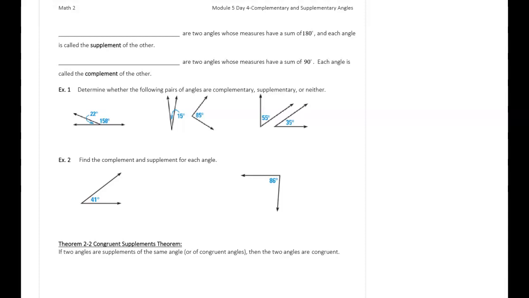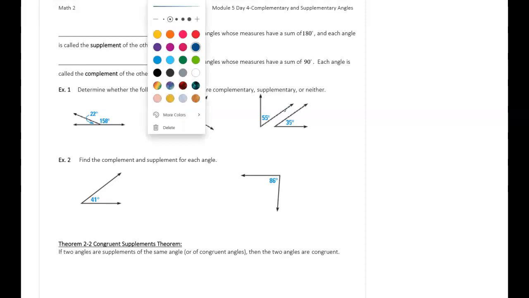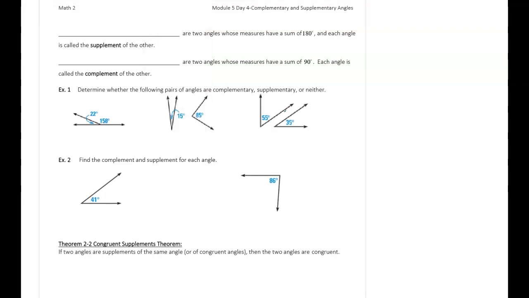Okay, so the next lesson in the geometry unit is on complementary and supplementary angles. Now with this you have to know that supplementary angles are two angles whose measures have a sum of 180 degrees, and each angle is called the supplement of the other. So basically, if I have one angle that's 30 degrees, its supplement would be 150 degrees. Okay, so we say each angle is called the supplement of each other.